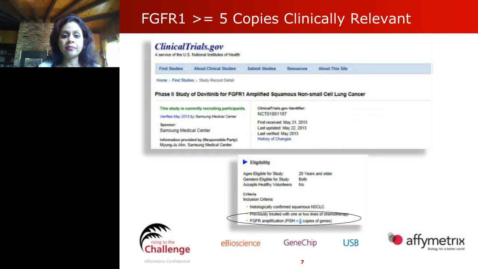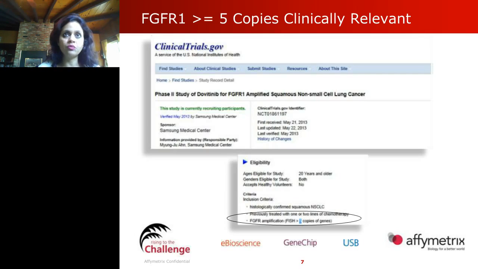A second example is from clinicaltrials.gov, where the recruitment criteria for several drugs for FGFR1 amplification again is 5 or higher copies. So the cutoff is well below the 8 copy that is possible with high depth NGS.